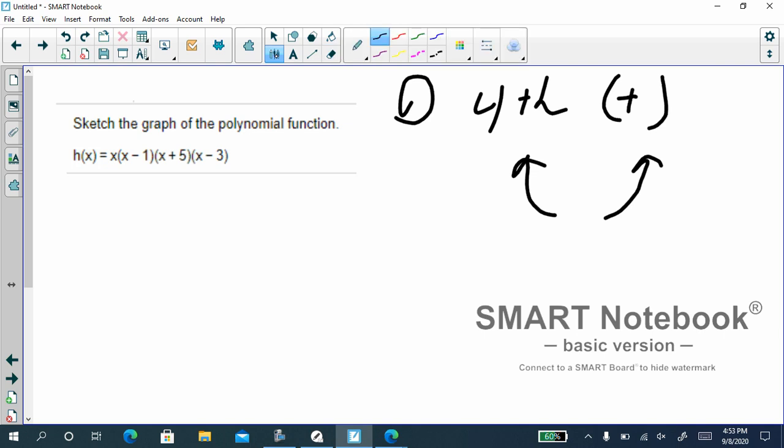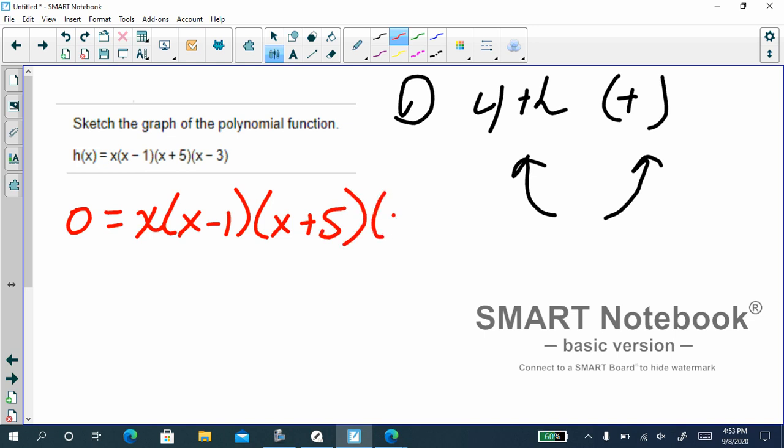Now to determine what happens in the middle of the graph. So we set our function equal to 0 and solve for x. What are the zeros of the function? Because those correspond to x-intercepts. So set each factor equal to 0.